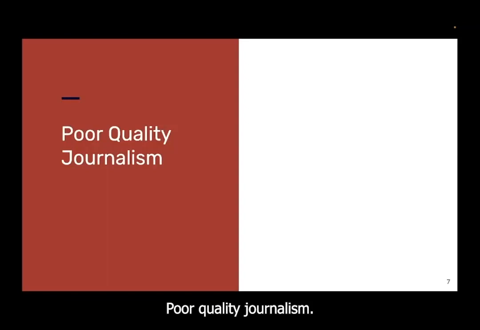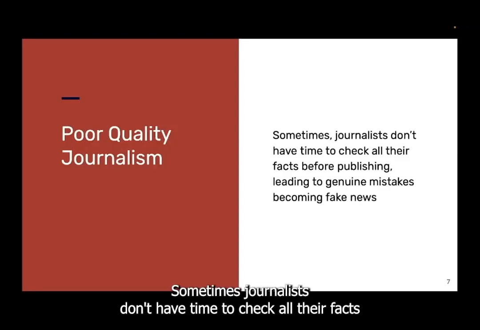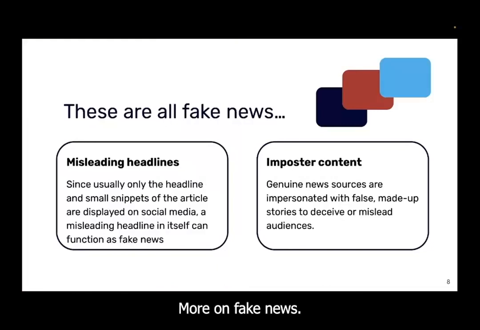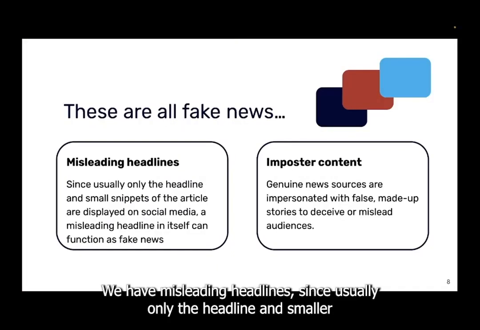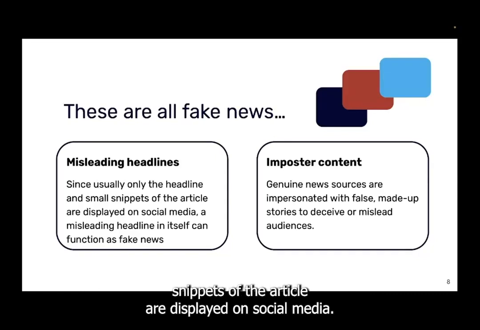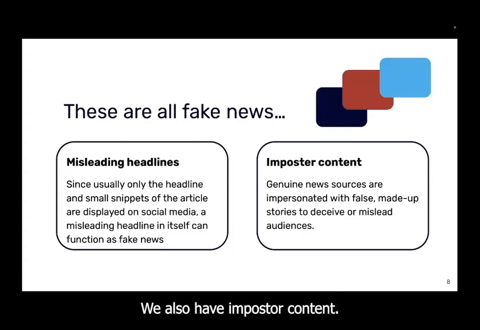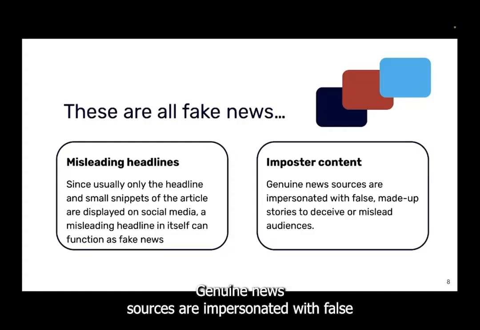Poor quality journalism. Sometimes journalists don't have time to check all their facts before publishing, leading to genuine mistakes becoming fake news. More on fake news, we have misleading headlines. Since usually only the headline and small snippets of the article are displayed on social media, a misleading headline in itself can function as fake news. We also have imposter content. Genuine news sources are impersonated with false, made-up stories to deceive or mislead audiences.